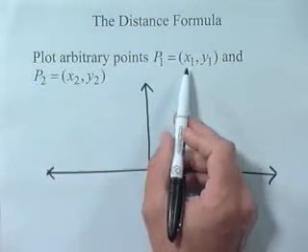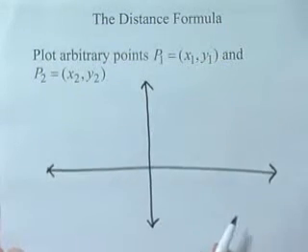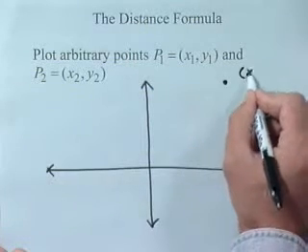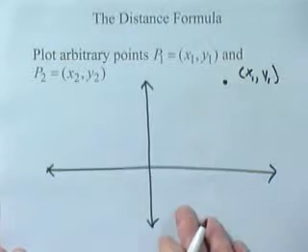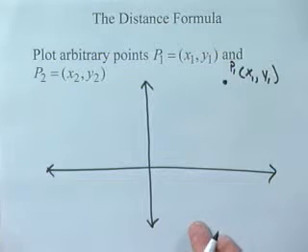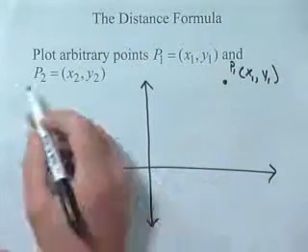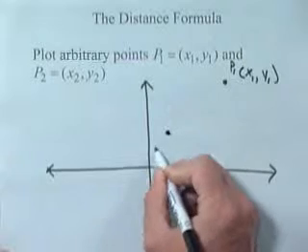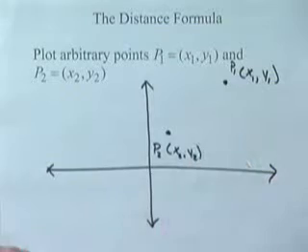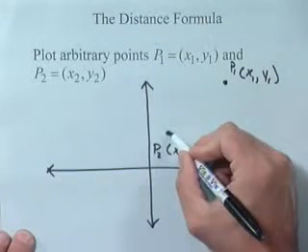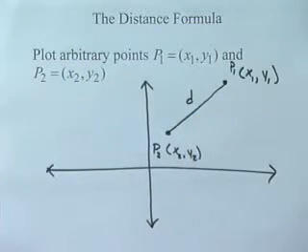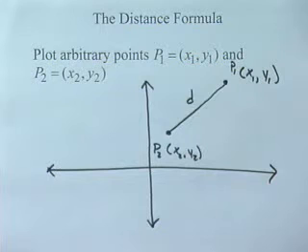I want to plot a point, we'll call it x1, y1. So maybe we'll plot this point right here. There's the point x1, comma, y1. And I'll call that point P1. Okay, so there's point P1. And I want to plot another point, maybe this one right here. We'll call that P2, and that's going to have coordinates x2, y2. And what we want to figure out is what is this distance right there. Okay? What is the distance between those 2 points?